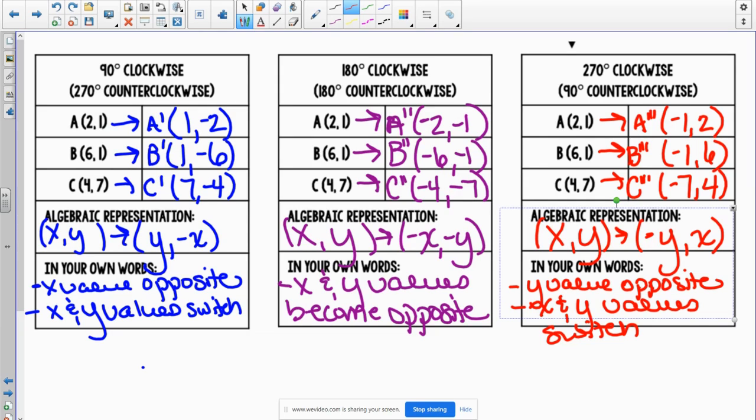So if you kind of forget the rule, think about what quadrant you're going to, and then remember which signs that quadrant has, which would help tell you which one's going to become the opposite. If you go 90 degrees, it was in quadrant 1 and went to quadrant 4. Everything in quadrant 4 is positive, negative. So notice that all my points turned into positive, negative.